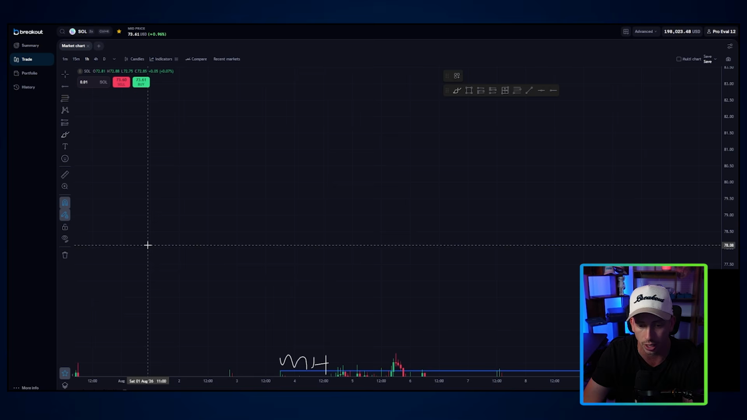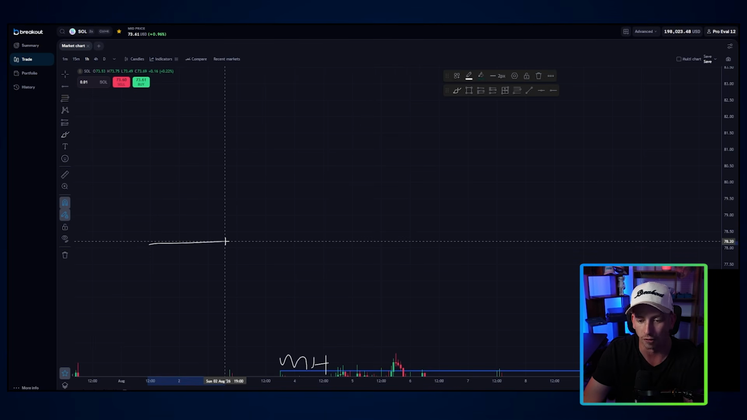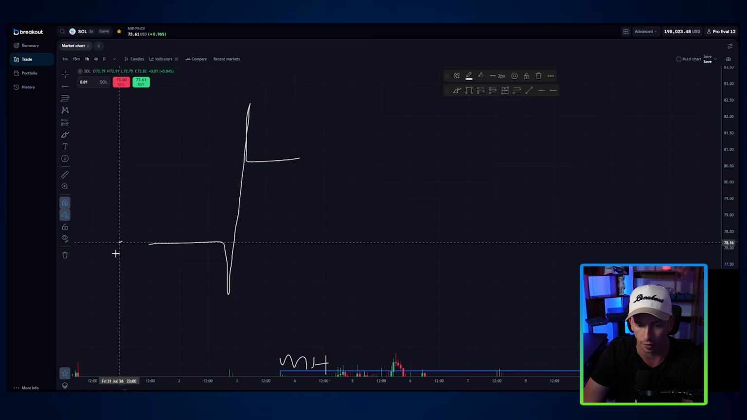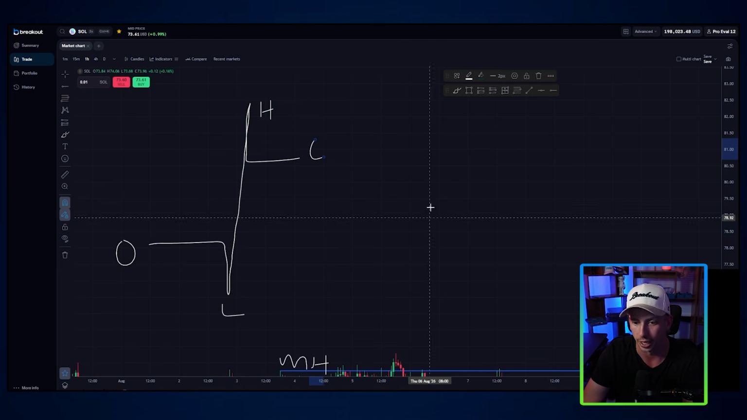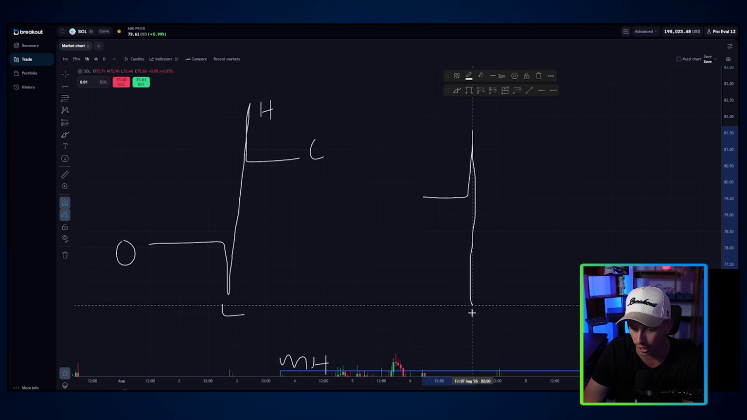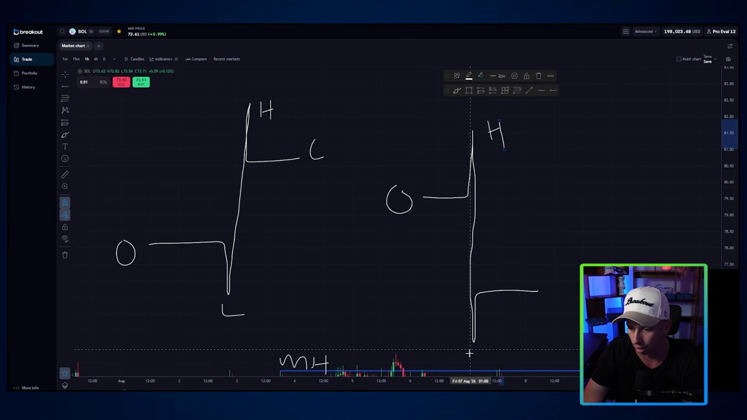Oftentimes in a bullish week, you will see price open, form its low, trade higher for the rest of the week, and then close. You have your open, your low, your high, and then your close. In a bearish week, you'll often see price open, form its high, trade down, then end up closing. Open, high, low, close.